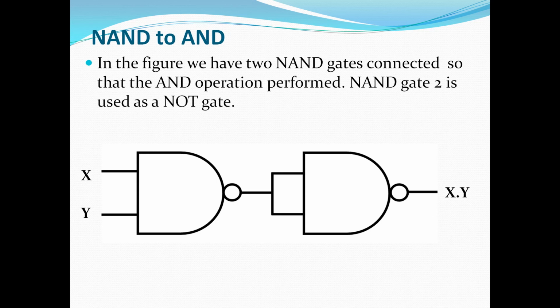The first NAND gate takes two inputs, but the second NAND gate takes only one input, or we can say the second NAND gate is working as a NOT gate. So two inputs are there, and we will get the output as x dot y. So how can we derive this?